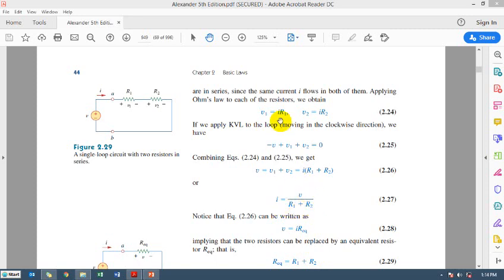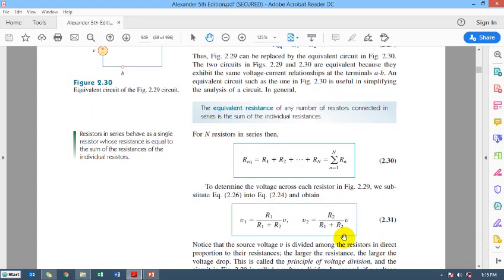If we replace I with this value, it will become V, which V? The supply voltage, multiplied by R1, divided by the equivalent resistance R1 plus R2. The same way V2 is given by I R2. I just replace this I here, so it will become V R2 upon R1 plus R2, the equivalent resistance. This is given in the form of formula 2.331: V1 is equal to V times R1 divided by R1 plus R2, and V2 is equal to V times R2 divided by R1 plus R2.